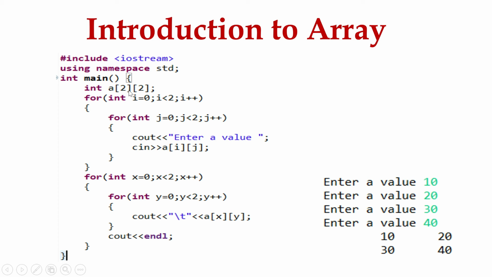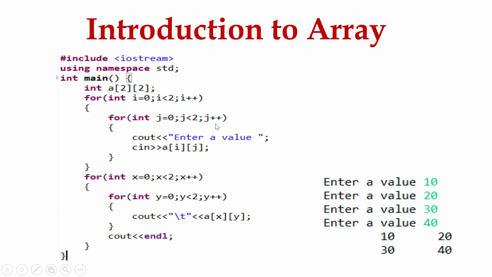Integer i equal to 0, i less than 2, i plus plus means that this loop will execute two times, 0 and 1. And similarly, I want to go for columns, right? So this loop will execute how many times? 2 times. Integer j equal to 0, j less than 2, j plus plus means that it will execute two times.